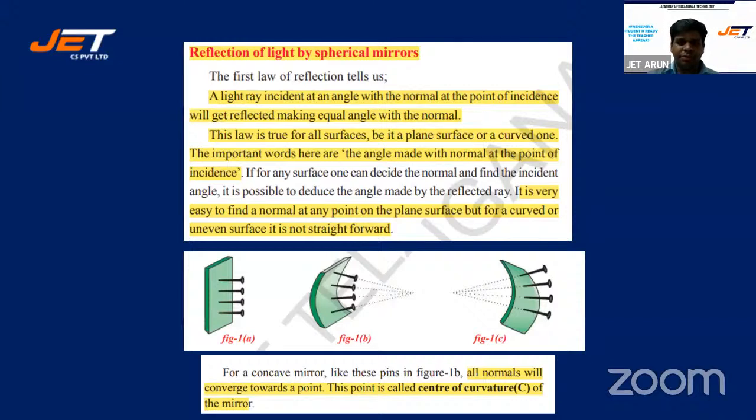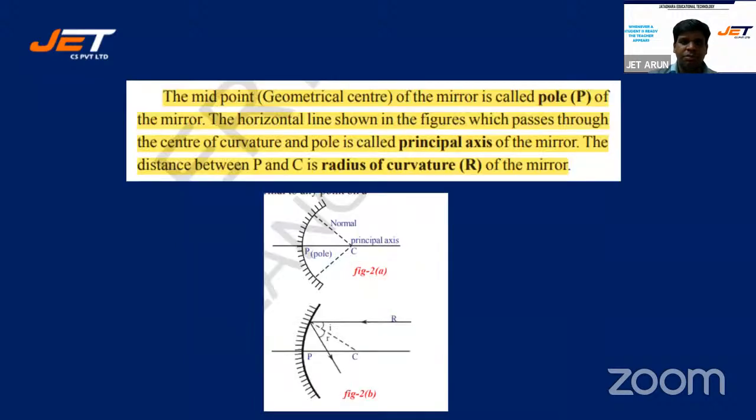All right. But then if it is a curved surface, for instance, a convex or a concave surface, we have got something called center of curvature. And the midpoint of the mirror is called the pole. Line joining the pole and the center of curvature is called the principal axis. The distance between the pole and the C, center of curvature, is called radius of curvature of the mirror.